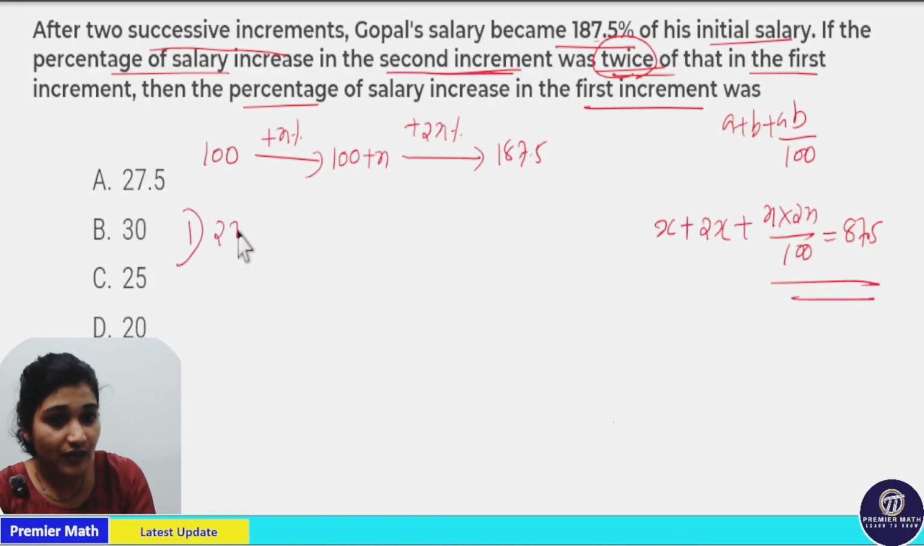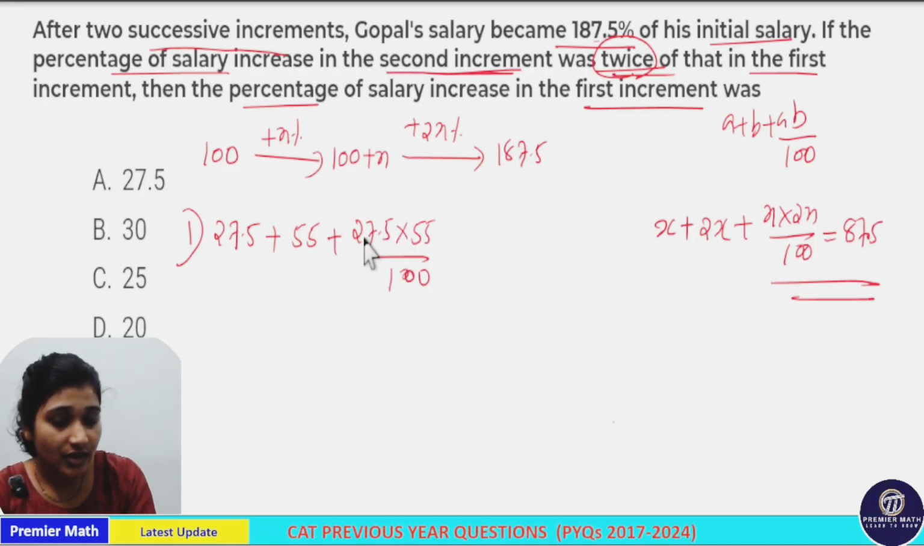Here, if I take the first increment as 27.5, then the second increment should be twice of this, that is 55. Then 27.5 plus 55 plus 27.5 into 55 by 100 is equal to, here 27.5 goes around 3 times in 100. Now you can see here this is definitely greater than 87.5. This is not our answer.